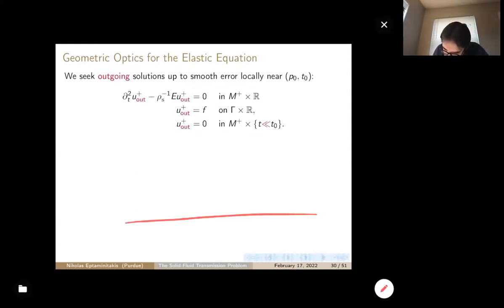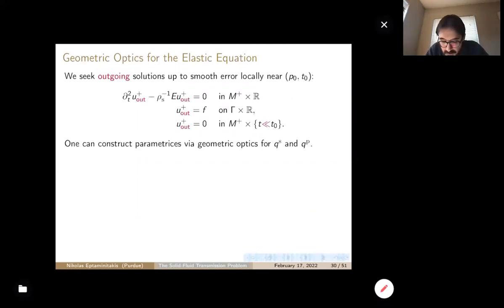Okay. So the point here is that one can actually construct parametrices using geometric optics for those potentials. The great part here is that those potentials satisfy principally scalar equations, as we mentioned. Principally scalar hyperbolic systems. And for those, one can construct parametrices in very much the same way as for the scalar case.